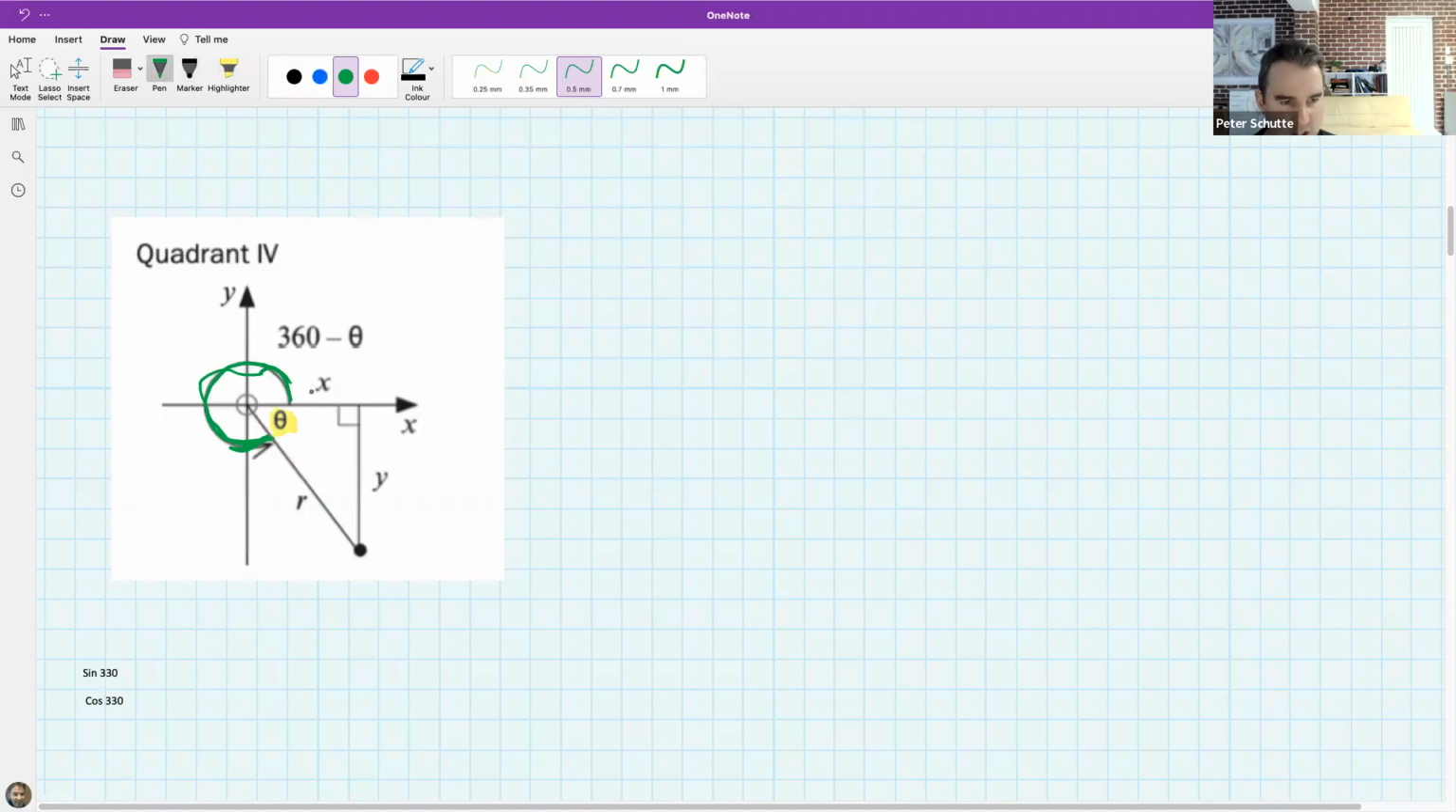And that's one of the things that's really going to come up today. Whenever we use the reduction formula, we ask ourselves, how far away is the nearest horizontal? So in a situation like this, 360 minus theta, that's just theta away from the nearest horizontal.